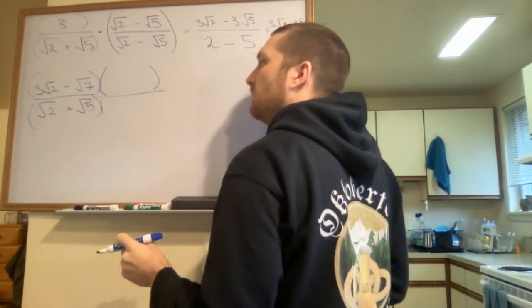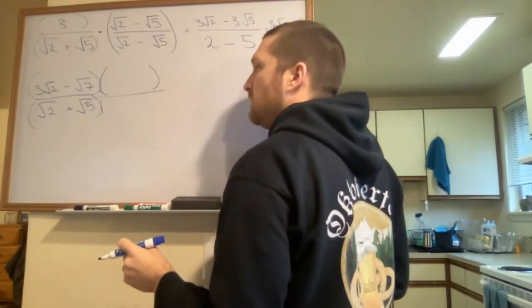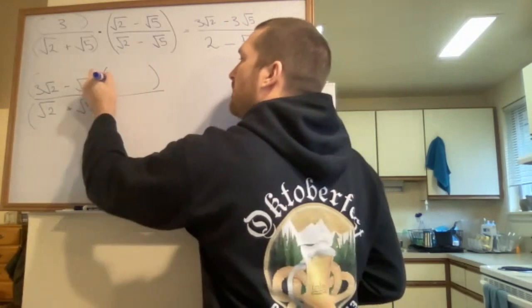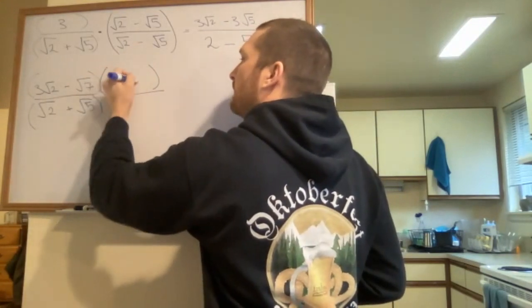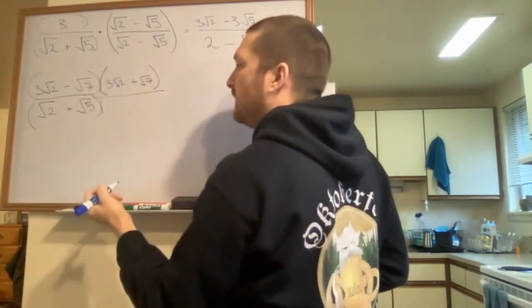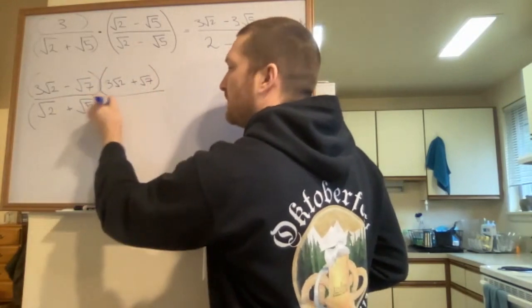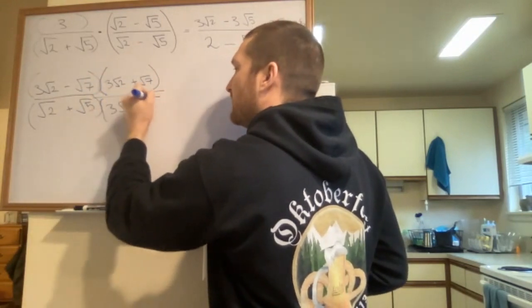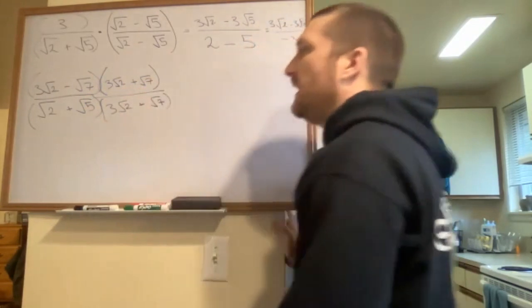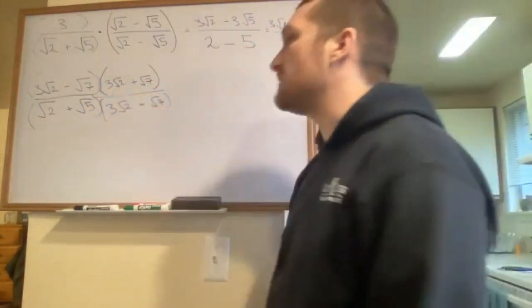The top one. Yep. 3 square root 2 plus square root 7. There you go. And then whatever you do to the top, you'd have to do to the bottom. And so you'd end up with this right here. And that's how you would rationalize the numerator.